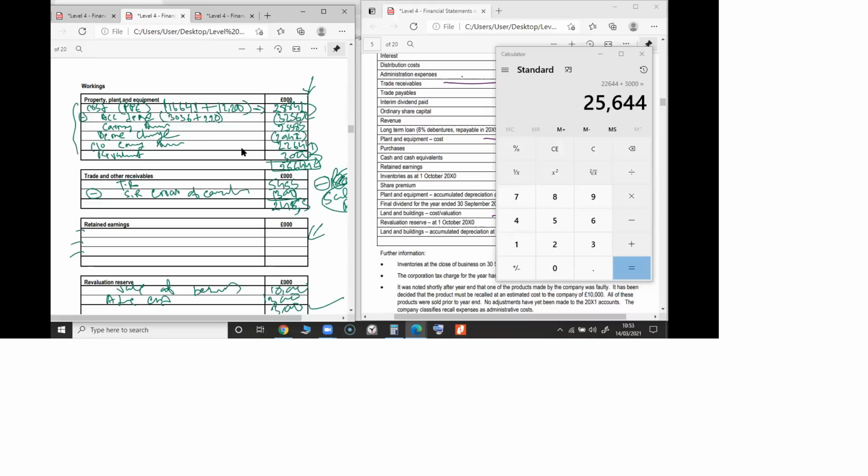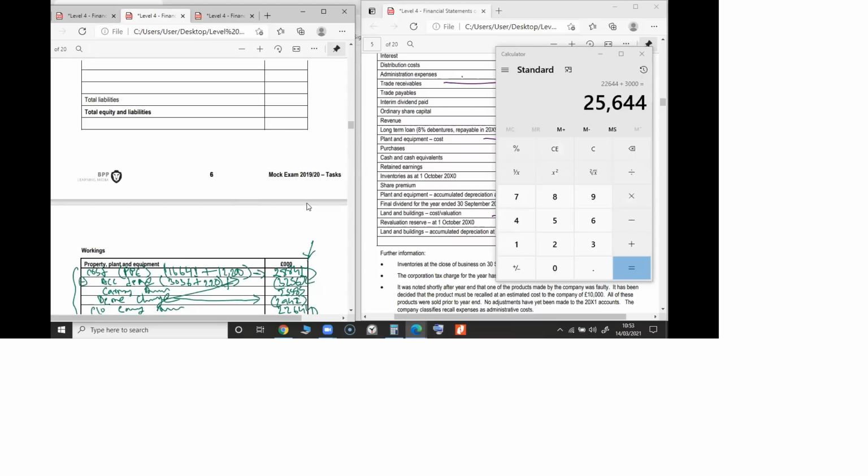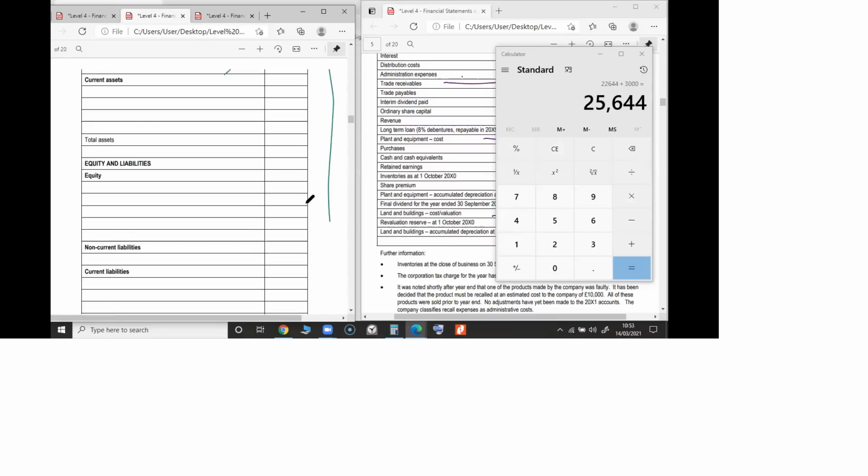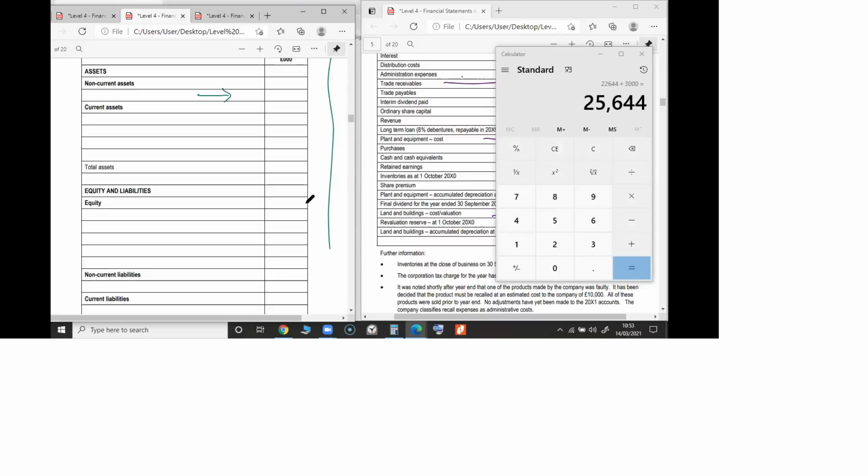Now, in the question, you can save one extra place here, like the depreciation charge I did separately. You can put that into the accumulated depreciation, just adding up. So we can save one extra space and we can fit it in. That's the only option I can see. 25644 should go to the balance sheet or SOFP.